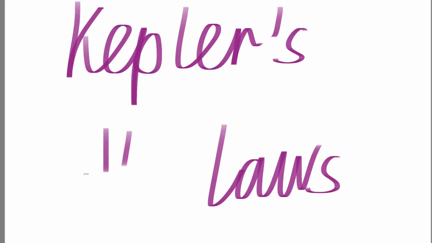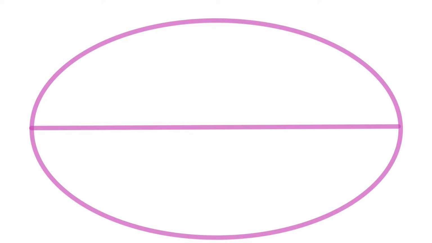First of all, let's go through Kepler's laws. We should know that, in fact, the orbit of motion is an ellipse, not a circle, and this ellipse has x and y axes, and two foci points. One of them is the Sun.